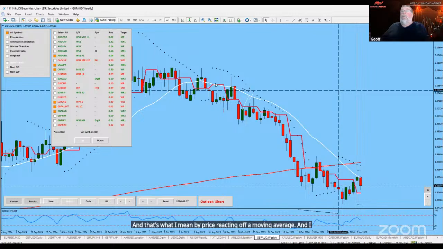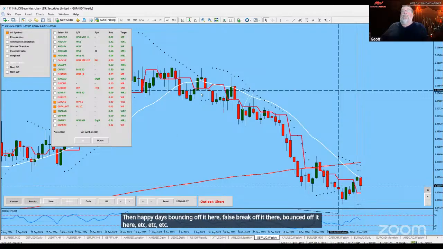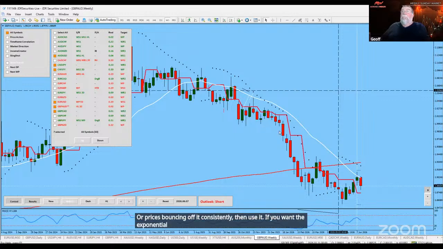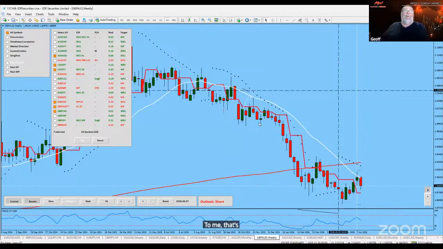And I don't care if it's a simple moving average, if price is bouncing off it, then happy days. Bouncing off it here, false break off it there, bounced off it here, etc. Make the moving average fit the narrative or fit the chart would be my answer. If the 21 simple moving average is working or price is bouncing off it consistently, then use it. If you want the exponential side of things, then use it. To me, that's logic, and logic normally wins the day with me.